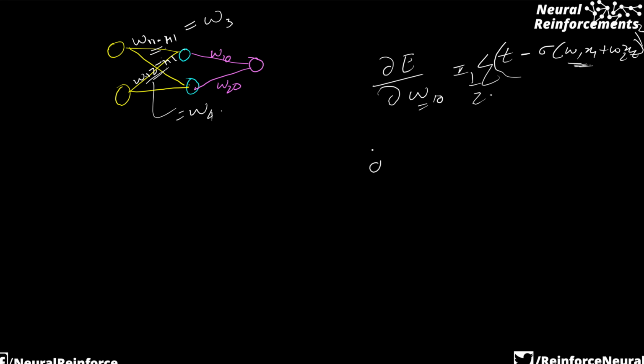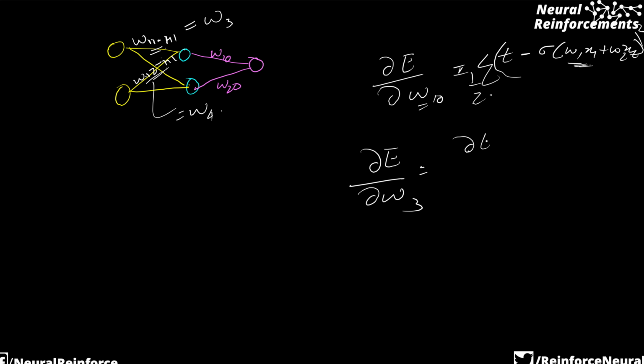So if I want to do delta E by delta W3, I cannot do it over here until I go into chaining. So again we'll have to get into the chain rule. What we'll do is differentiate this with respect to the output of this, and then differentiate the output of this with respect to this. So basically it will be the same thing that we did.